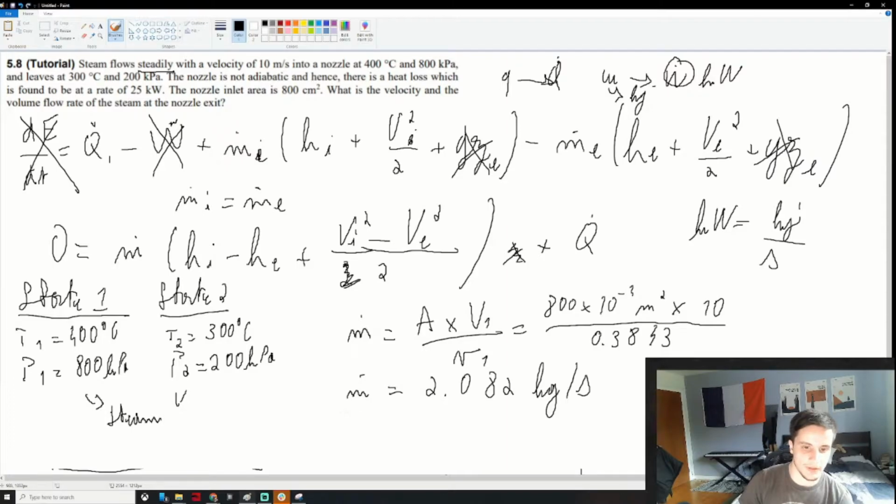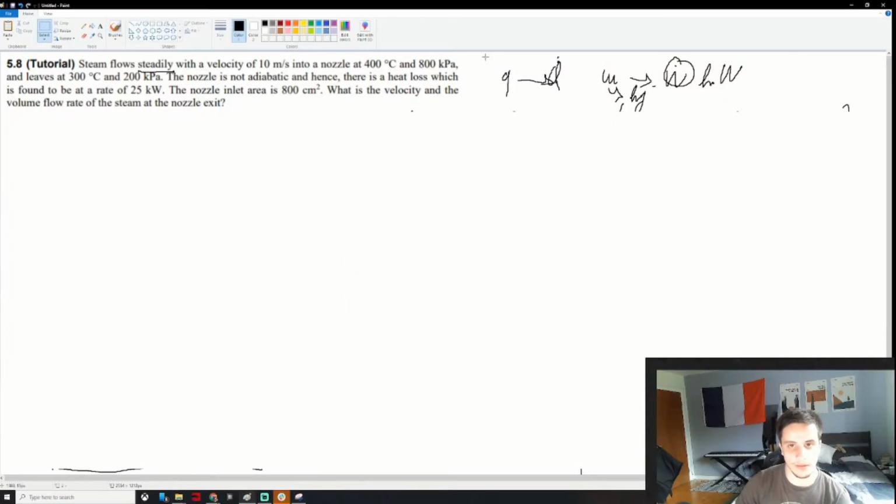Okay, so do we have anything missing? Yes, we have the exit velocity, but that's what we're trying to find. So now we can plug in everything into the first law equation and find the answer to the problem. Let me just delete all this. Voila.